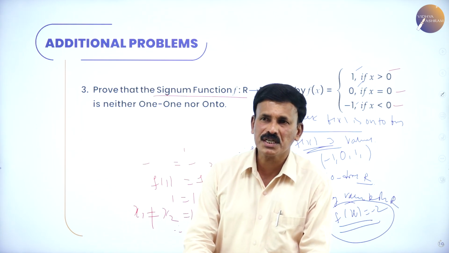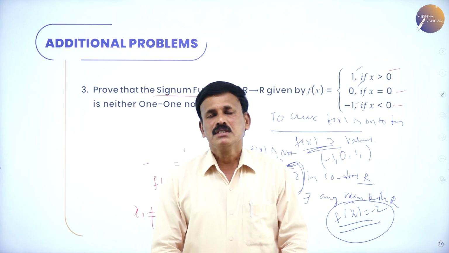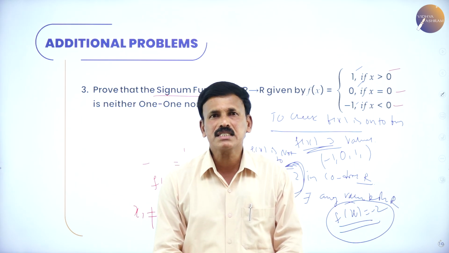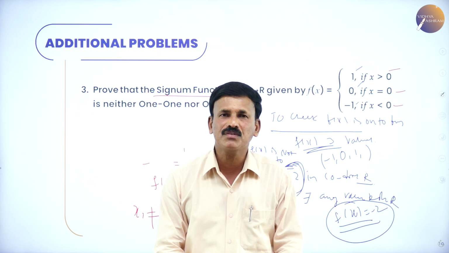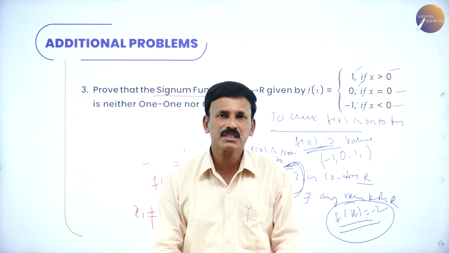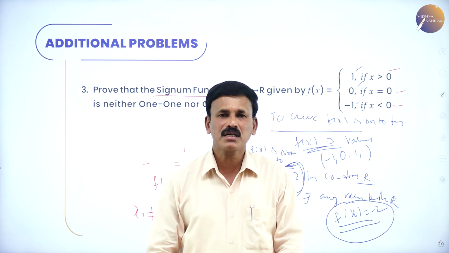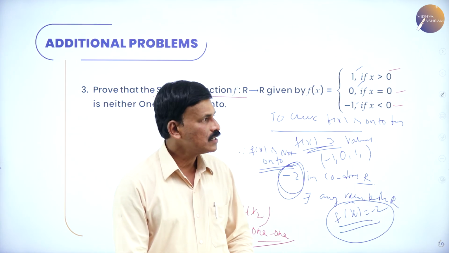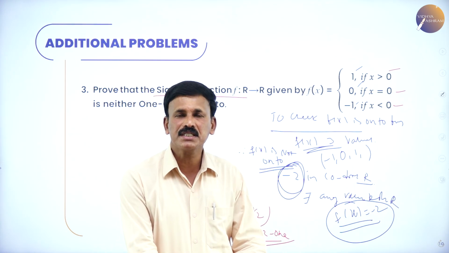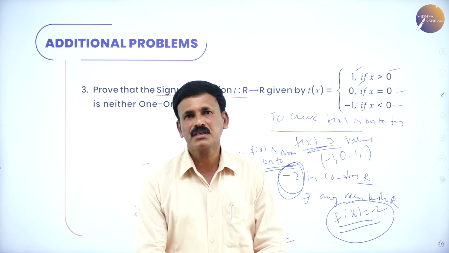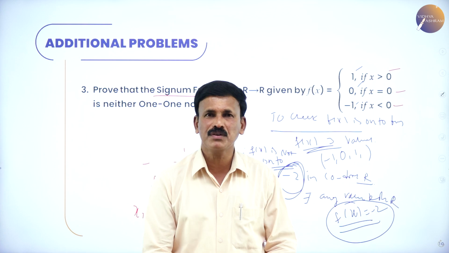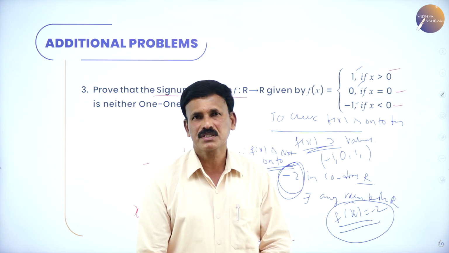So what is the conclusion? Here the modulus function, the signum function and the greatest integer function are neither one-one nor onto functions. So these are the concepts we have studied in relations and functions.